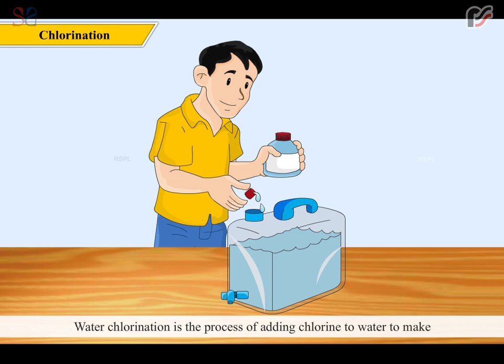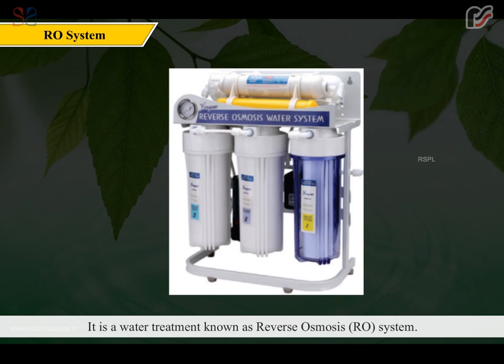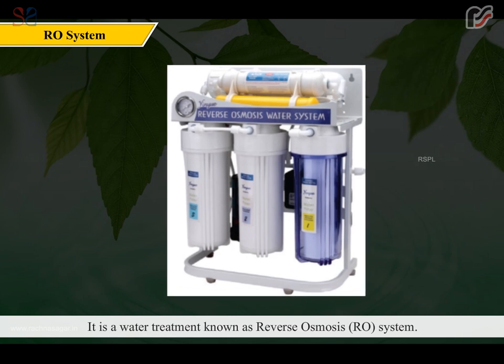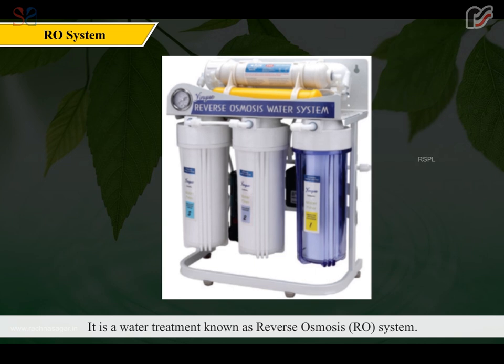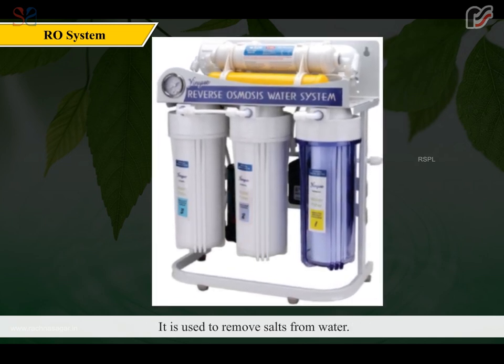Chlorination. Water chlorination is the process of adding chlorine to water to make it fit for human consumption. Water that has been treated with chlorine is effective in preventing the spread of waterborne diseases. RO system. It is a water treatment known as reverse osmosis (RO) system. It is used to remove salts from water.